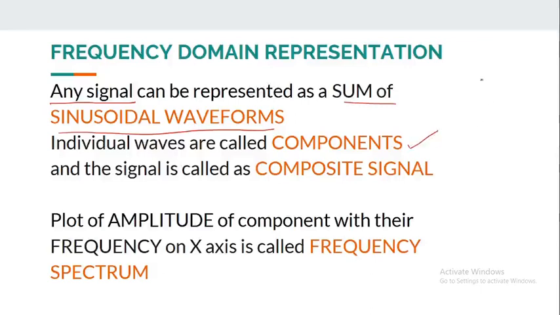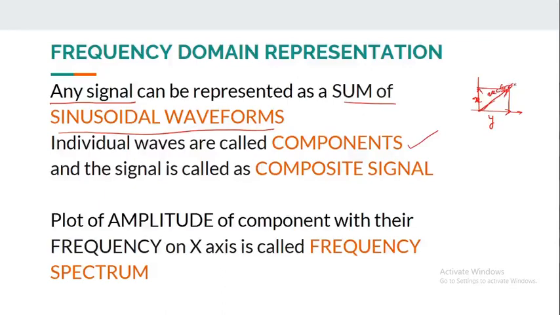The individual waves obtained are called components, just like a vector component. We might have seen a vector. A vector is like this. It will have a component on the x-axis and a component on the y-axis. Both of these added together, the x-axis component and the y-axis component, give us the resultant or the actual vector.